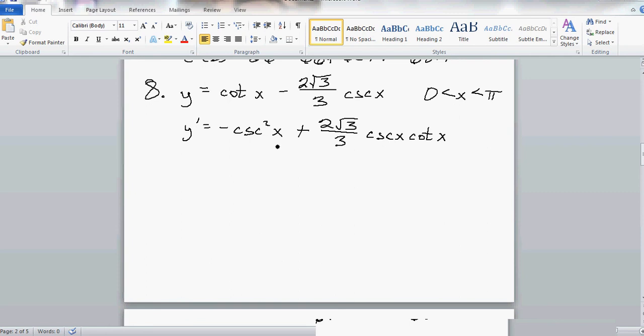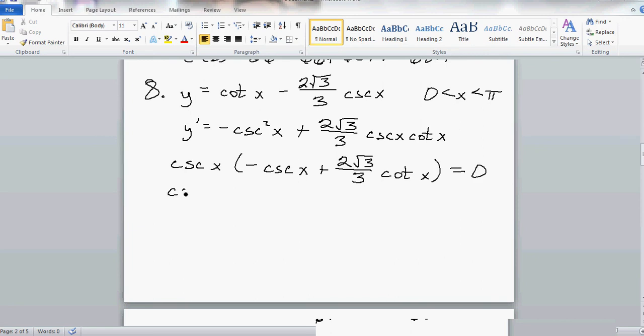Now, what I need to do is set this equal to 0 and figure out where we go from there. I realize I can pull out a cosecant of x. If I pull it out of the first term, I'm left with negative cosecant of x plus 2 root 3 over 3. I pulled the cosecant of x out, leaving cotangent of x, and set that equal to 0.